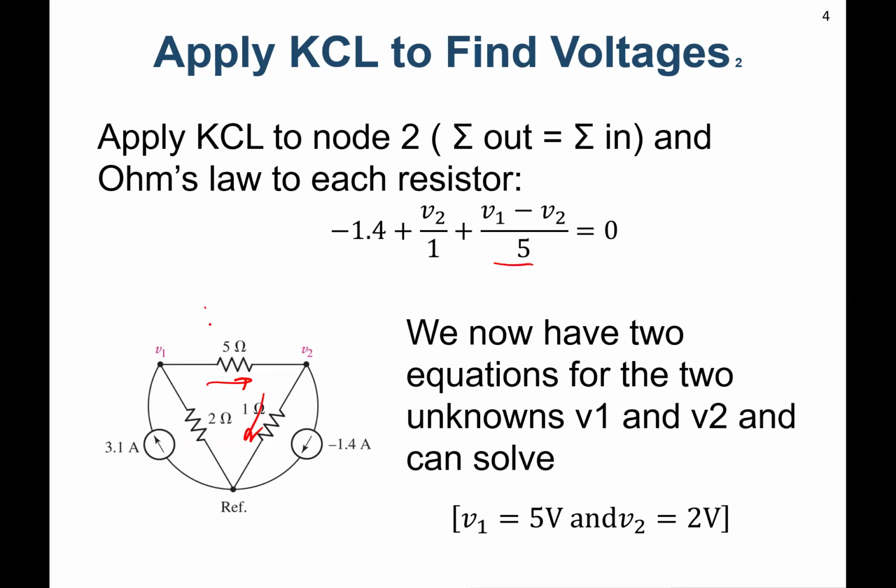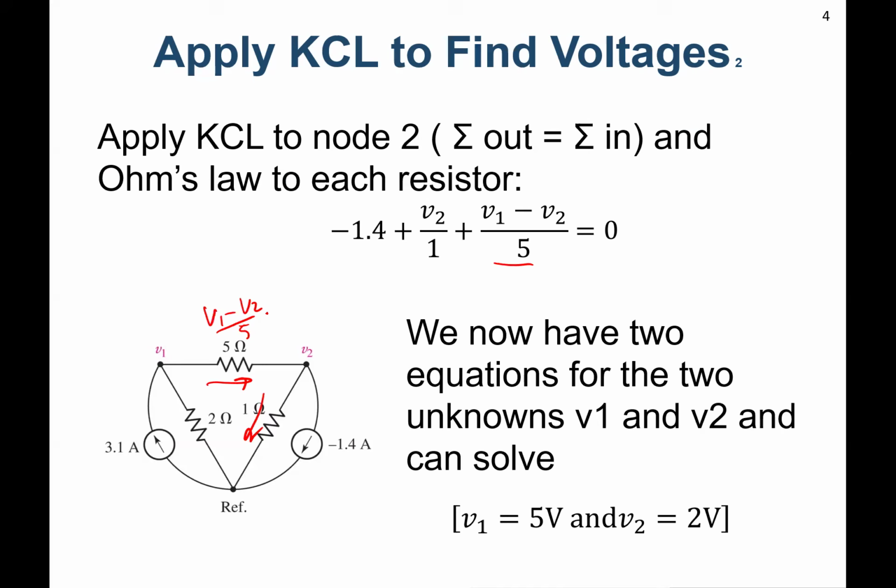Because this current here is V1 minus V2 over 5. That's for current going from left to right. And the reason why we do that is because we assume from a higher potential to a lower potential is in the positive direction. So it's V1 minus V2 divided by 5 is the current from left to right. Let me make sure everybody understands that.